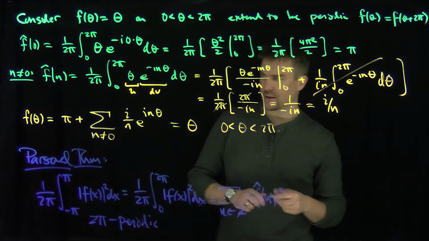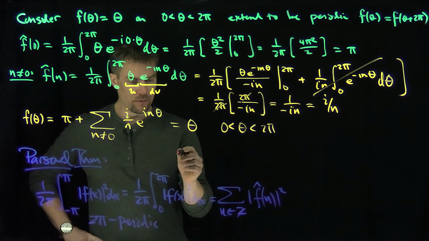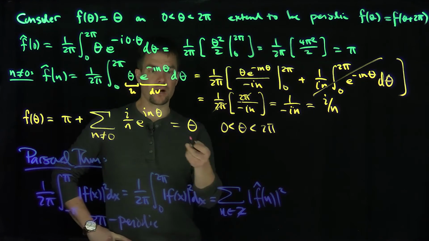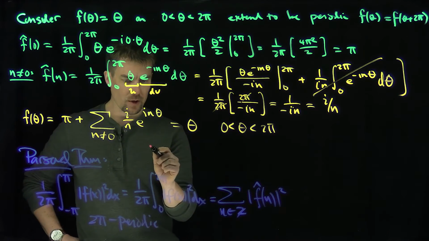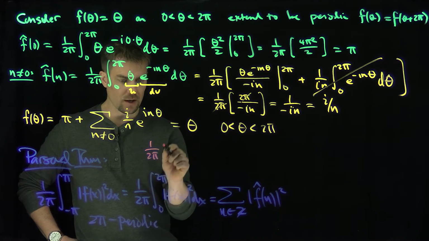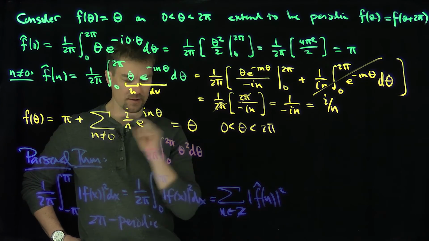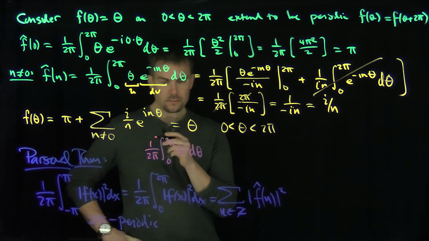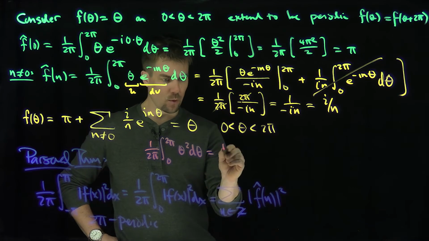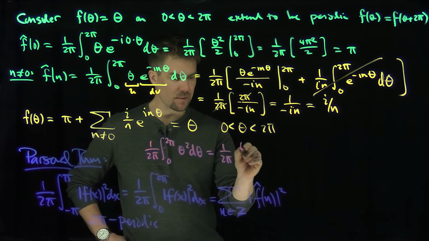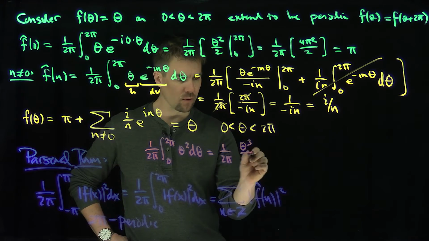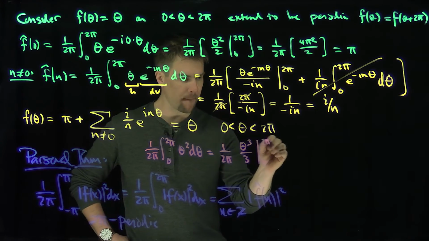I can conclude that it's the sum of the squares of the Fourier coefficients. So the first thing we do is find the L2 norm of this function. So what's the L2 norm of this function? If I look at the L2 norm of θ, that's going to be an integral from 0 to 2π of just θ² dθ. That's the L2 norm squared, right? This is going to be equal to what? This is going to be 1 over 2π, and this is going to be θ³ over 3 from 0 to 2π.